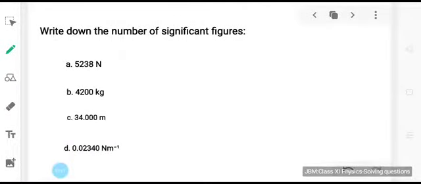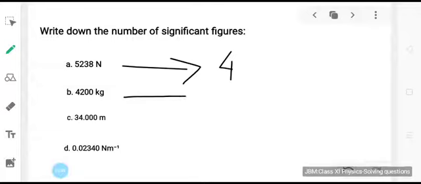Now we shall proceed with some exercises. Write down the number of significant figures. Let's begin with a very simple question. You are provided with some numbers and you have to write down simply the number of significant figures. The first question, 5238 Newton. How many significant figures does it have? It has 4 significant figures.